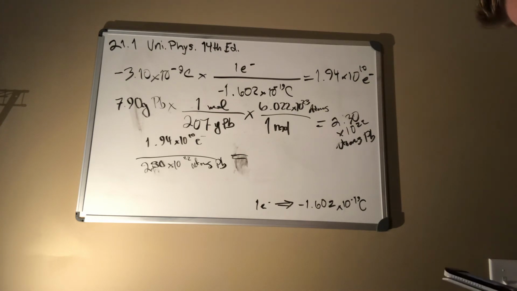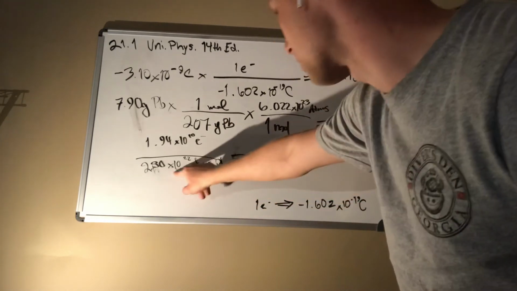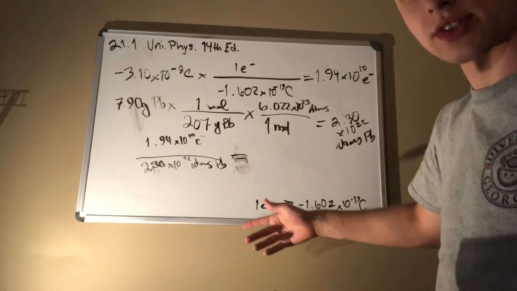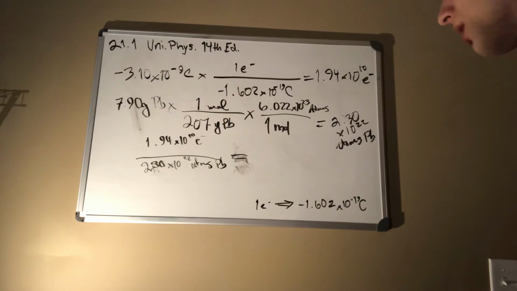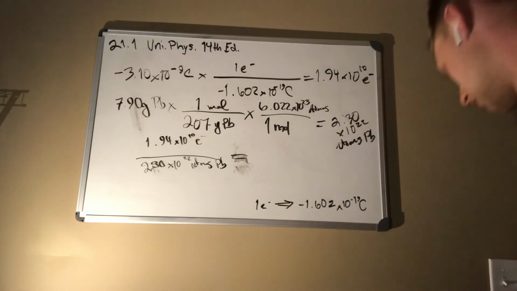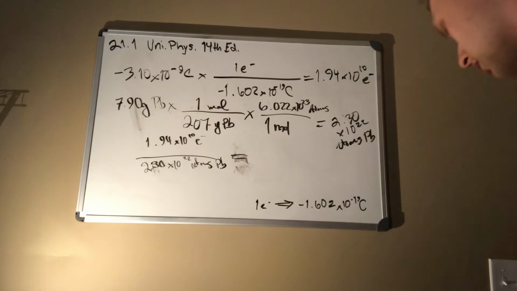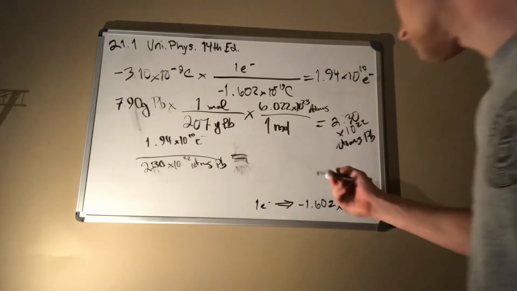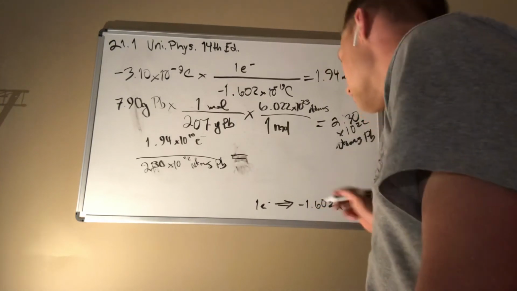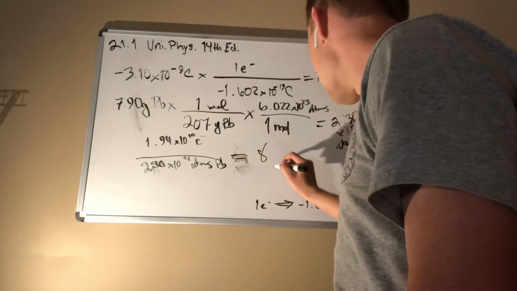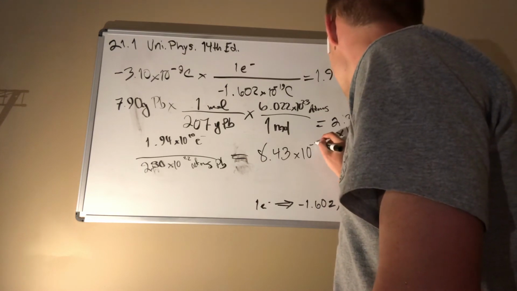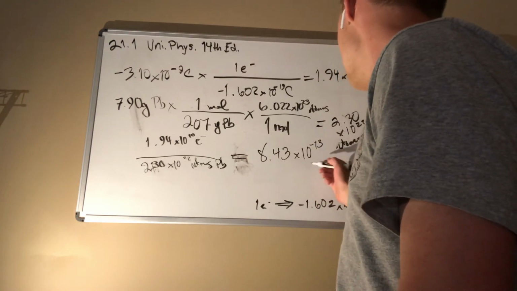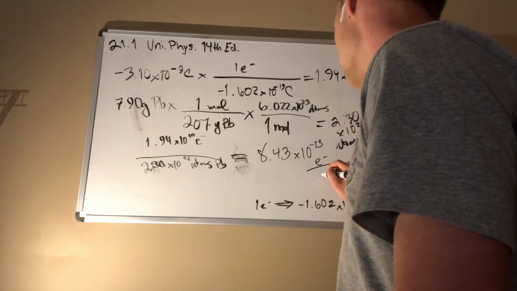I got some comments earlier about dimensional analysis. Make sure you put some parentheses in here. Not every calculator is the same. I always just use parentheses as much as I possibly can just to be safe. Just a good rule of thumb: always parentheses. So the number that I got here was 8.43 times 10 to the negative 13 electrons per lead atom.